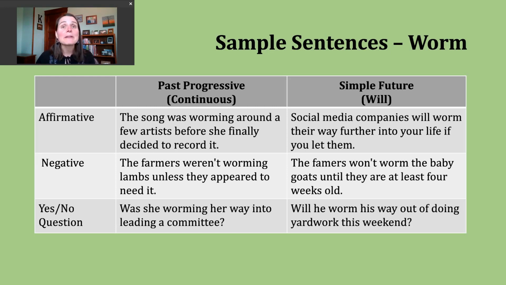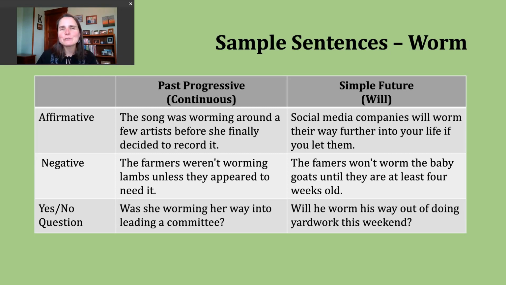Now let's move on and talk about a negative sentence in the simple future. Again, start with your subject, use will not, and then the base verb. Will not can be combined into the contraction won't, W-O-N apostrophe T. You can see that in my example here. The farmers won't worm the baby goats until they are at least 4 weeks old. Right? So this might be done as either a promise or a prediction as well. Again, we're talking about treating animals for parasites.